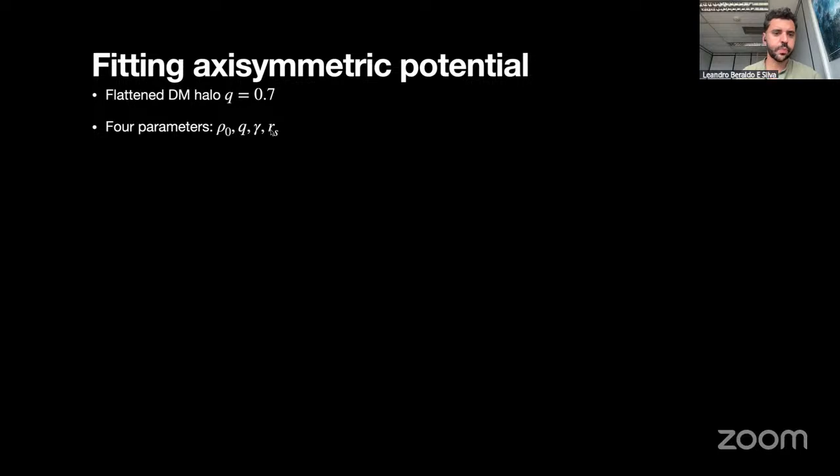So 4 parameters. And again, I have this potential, and I generate a sample that is in equilibrium in this potential. And then I forget about the potential, just get the sample, estimate the entropy in different trial potentials, and get the minimal one, and then explore the posteriors, as I mentioned before.